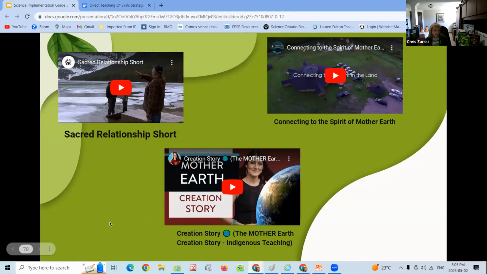So here's an example. Sacred Relationships is part of a series. We're going to see a lot of that later on in other organizing ideas, but that talks directly about what is the Indigenous worldview of the land. What is the most important part of the land to our Indigenous people?